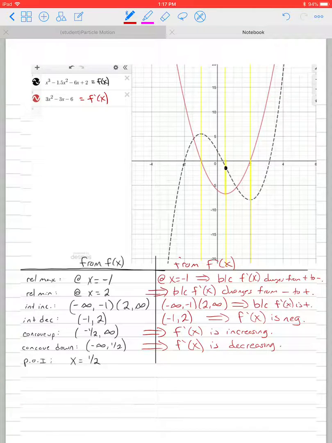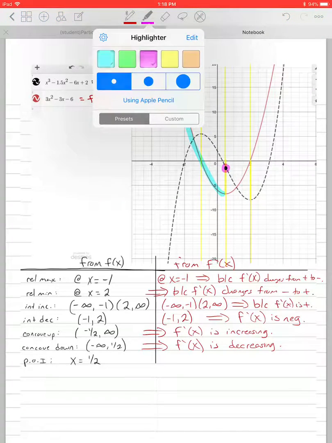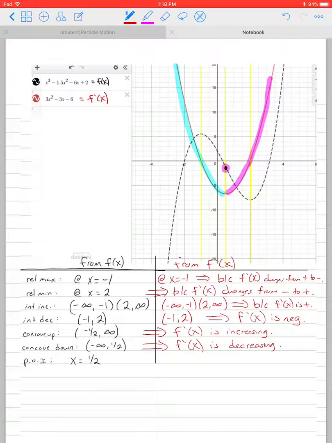So the point of inflection implies a changing in inflection. So a changing in concavity. So I can see that that inflection point is right there. If you look carefully at the scale of the graph, it's at 1/2. So if I look at what the derivative is doing right there, I can see that the derivative is going from decreasing, which would imply concave down, to increasing, which would imply concave up. So the concavity is changing. And the reason the concavity is changing is because the derivative is changing directions.